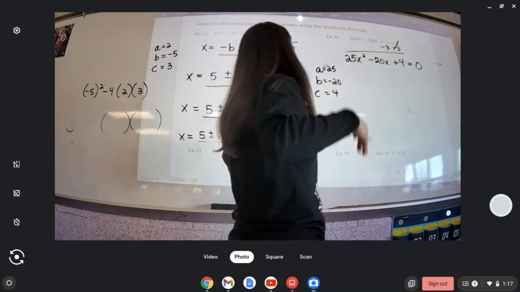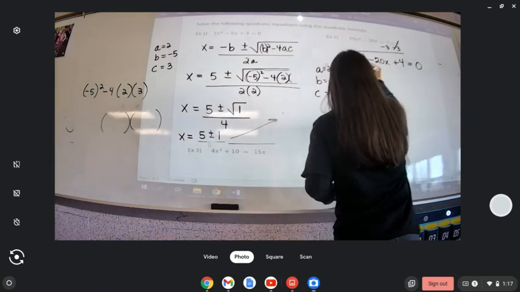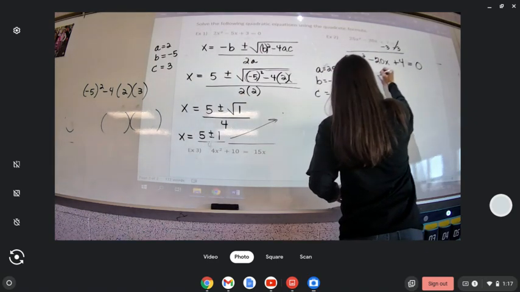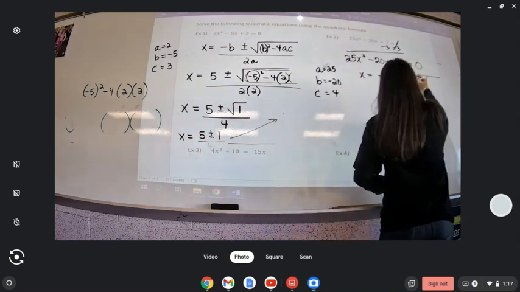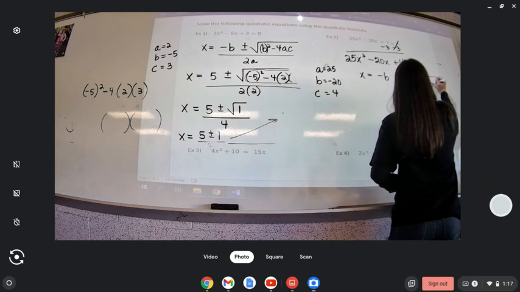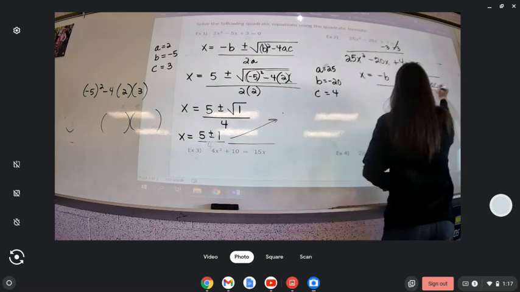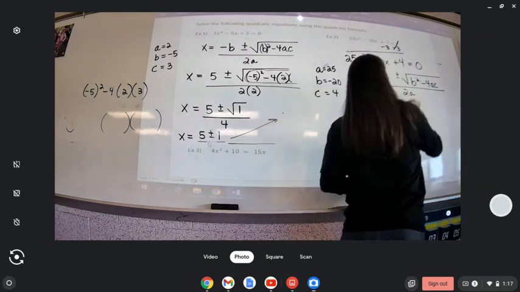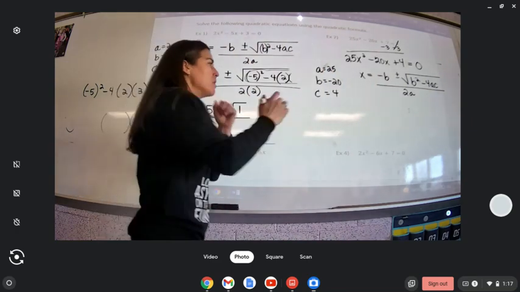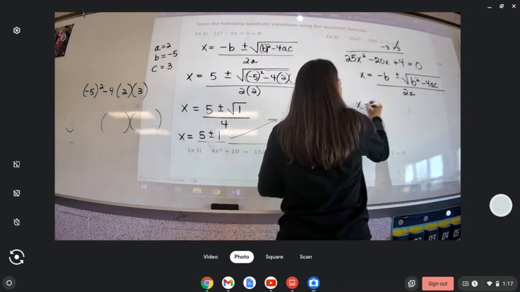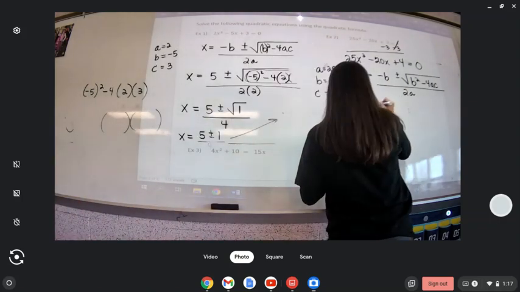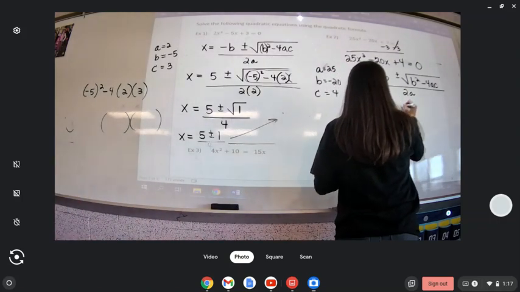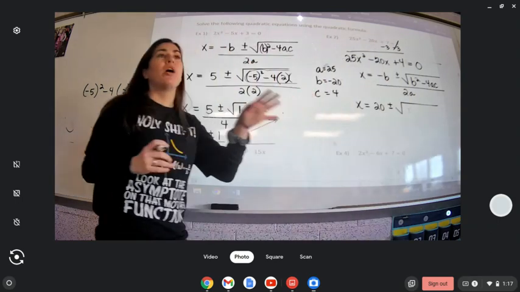Let's plug it into the formula. Let the formula do all the solving. So the formula says x will be equal to the opposite of B plus or minus the square root of B squared, subtract 4 times A times C, all divided by 2 times A. All right, here we go. So x will equal, who's the opposite of B here? Just 20. Plus or minus the square root of, now you got to plug in B.